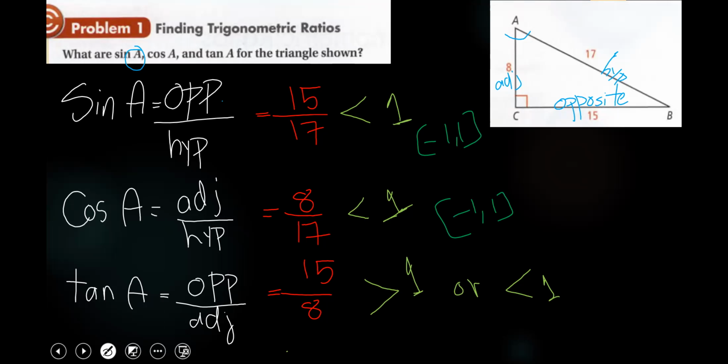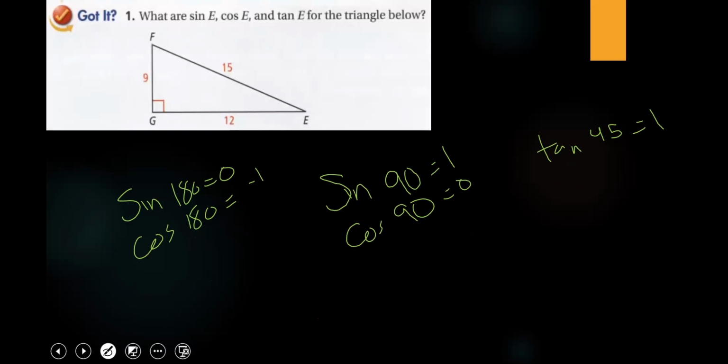Teacher, so can they be negative numbers? Yes, but only -1. The maximum is -1. Okay. This is not so important for you. I just want you to know how to find sine, cosine, and tan.